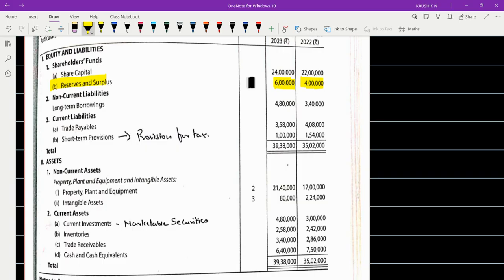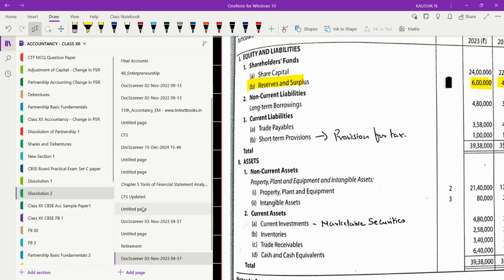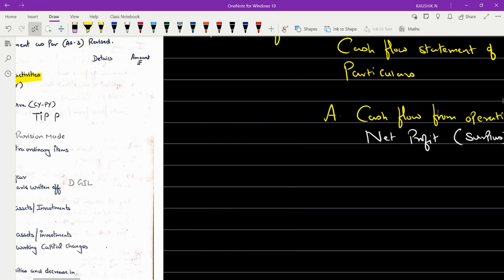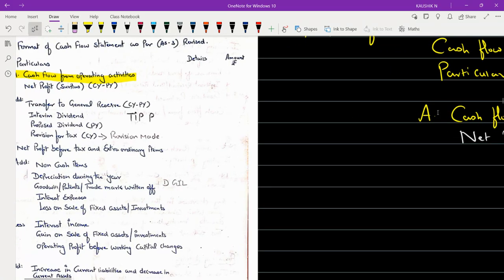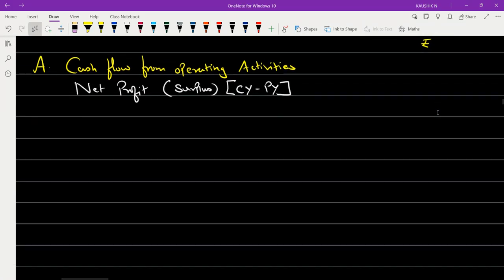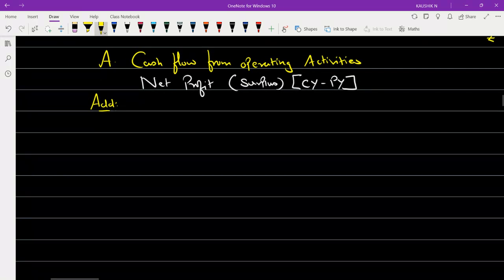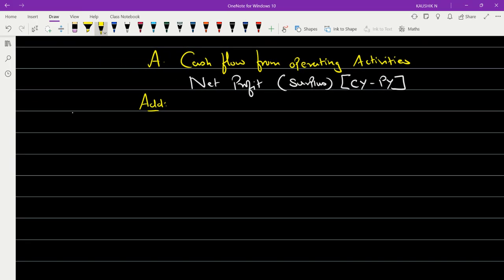Okay. The next what we are going to see is, after your net profit, you have a few items to be added. Okay, with this net profit, we are going to add a few items. And for the items to be added, I'm giving you a mnemonic. What is it if you ask? TIPP. Tip.